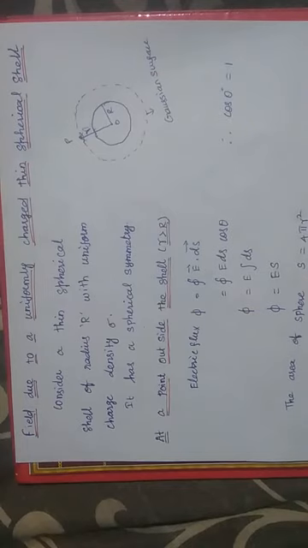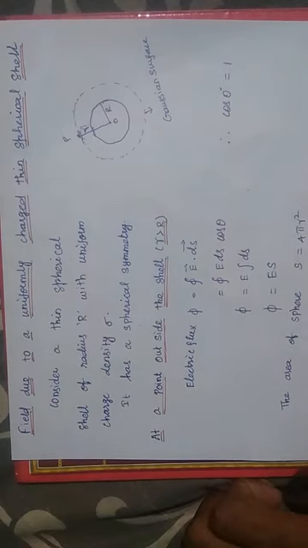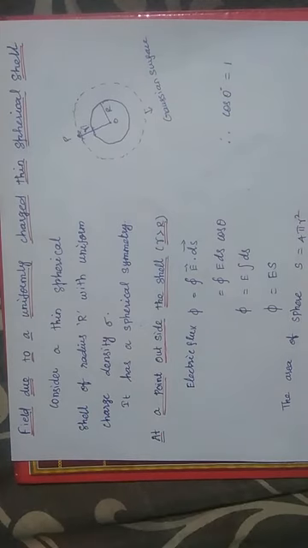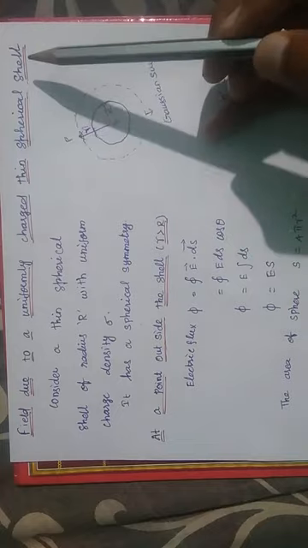Hello students, today's session we are going to see the field due to a uniformly charged thin spherical shell. Previously we have seen the applications of Gauss's law. There are three applications given in your book. First one is the field due to a thin long wire, second one is the field due to a charged sheet, and final one is the field due to a uniformly charged thin spherical shell.